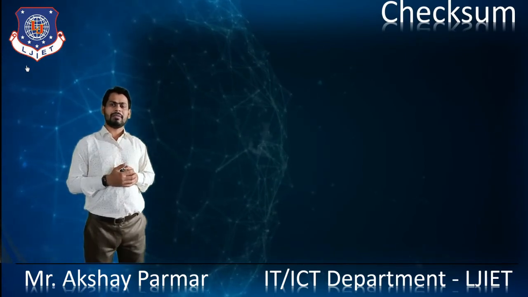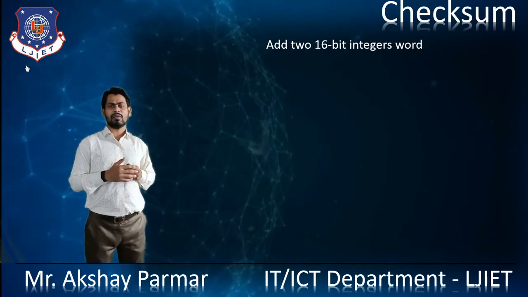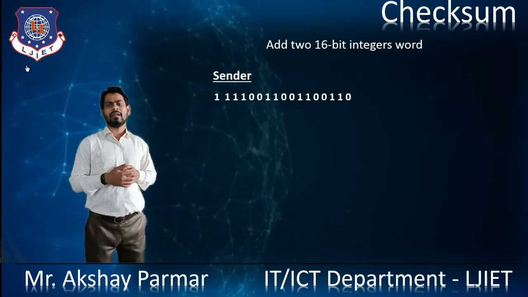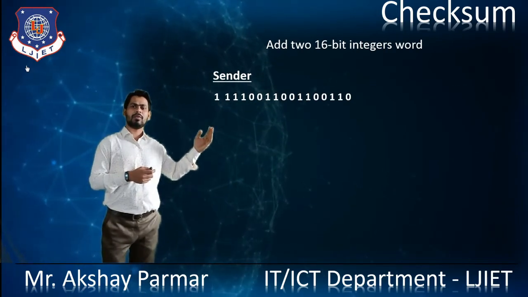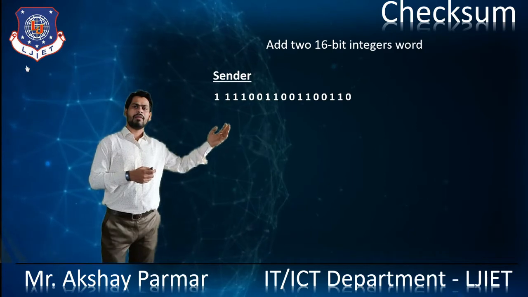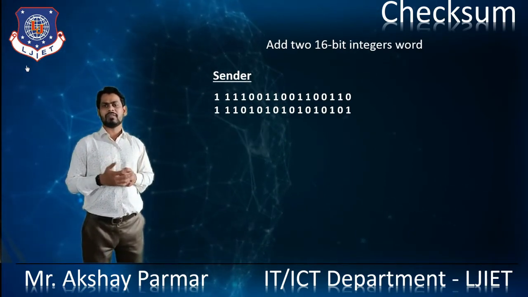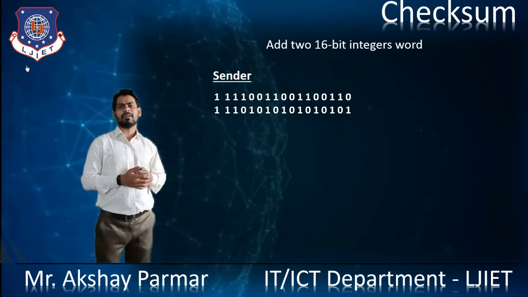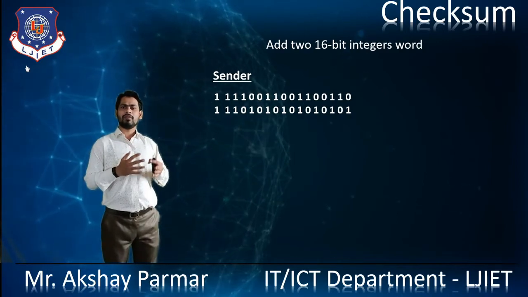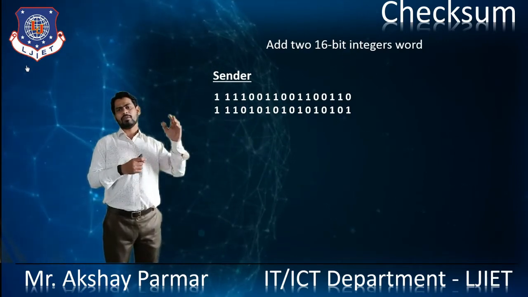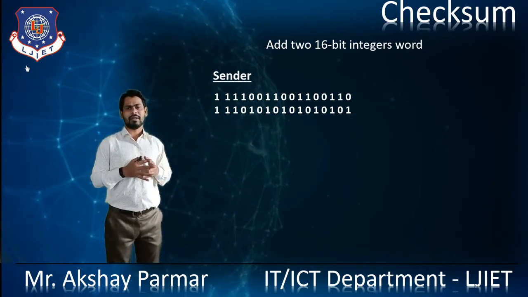Let's have one example of getting the checksum. Add two 16-bit integer words. For that, the sender's data is 1 0 0 0 0 1 1 0 0 1 1 0 0 1 1 0. That is our first bit sequence. Our second bit sequence is 1 1 1 0 1 0 1 0 1 0 1 0 1 0 1 0 1. Both of these bit sequences have a length of 16 bits.